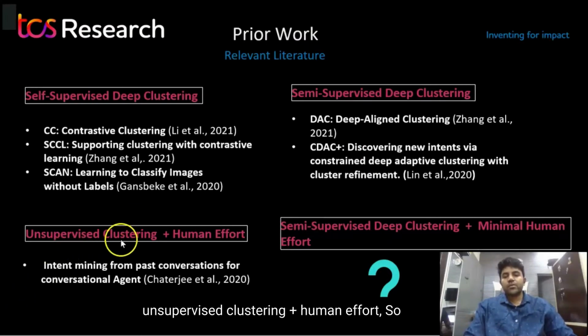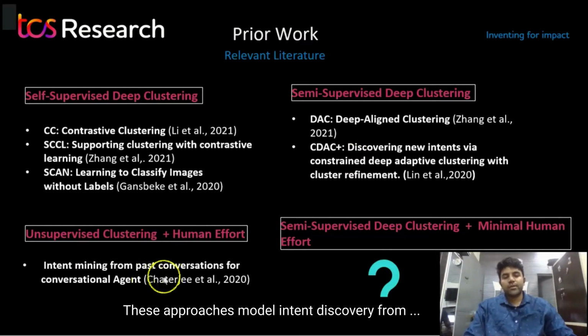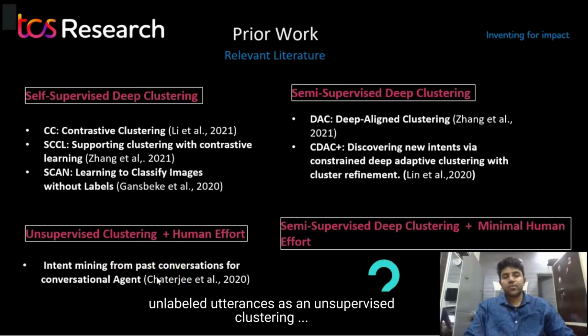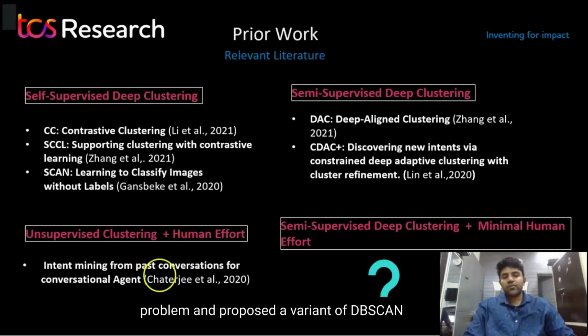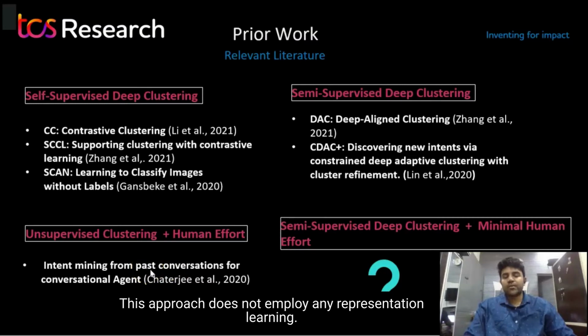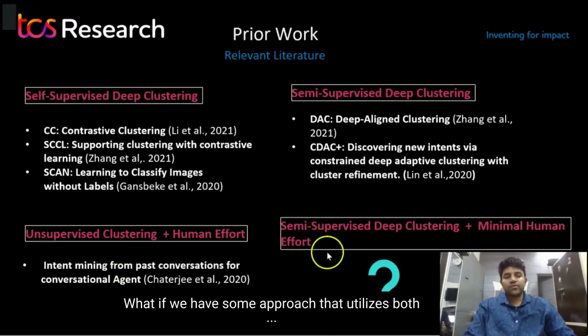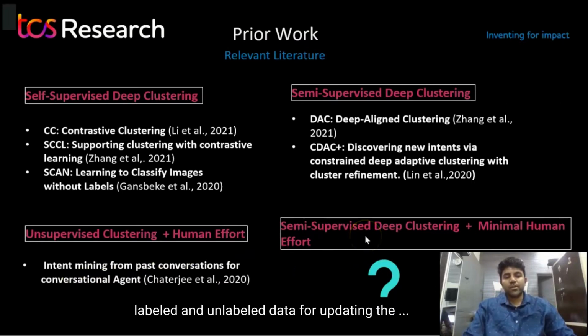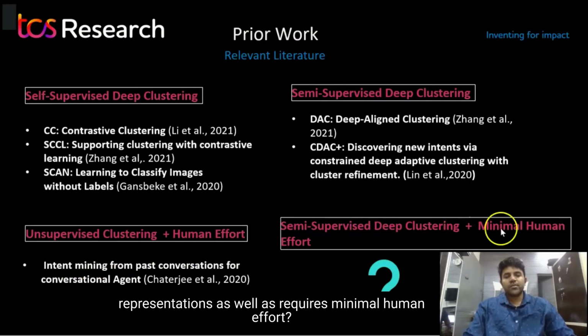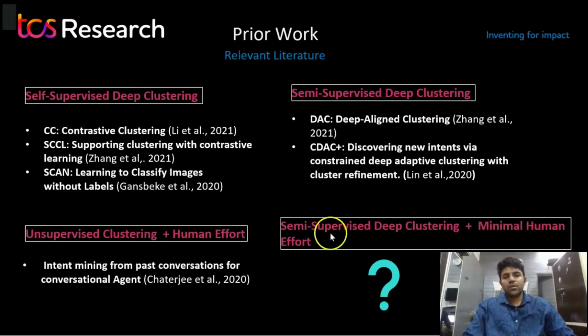The third category is unsupervised clustering plus human effort. These approaches model intent discovery from unlabeled utterances as an unsupervised clustering problem and propose a variant of DBSCAN for clustering. The problem with this approach is that it does not employ any representation learning and relies heavily on manual evaluation. So what if we have an approach that utilizes both labeled and unlabeled data for updating the representations, requires minimal human effort, and gives better performance?